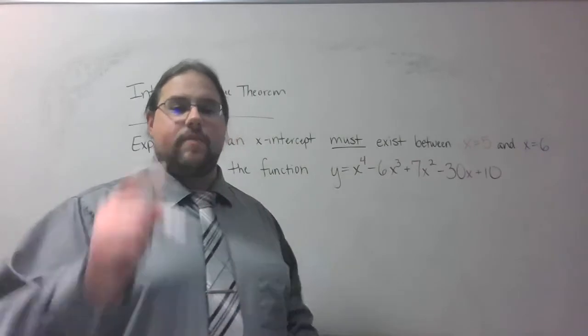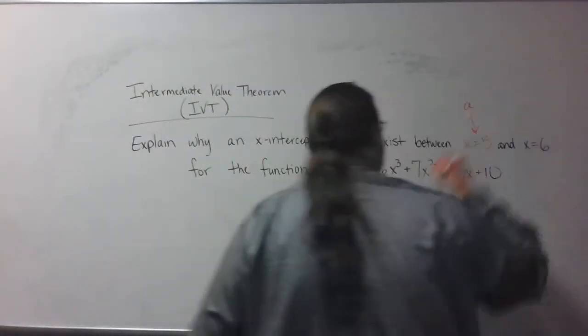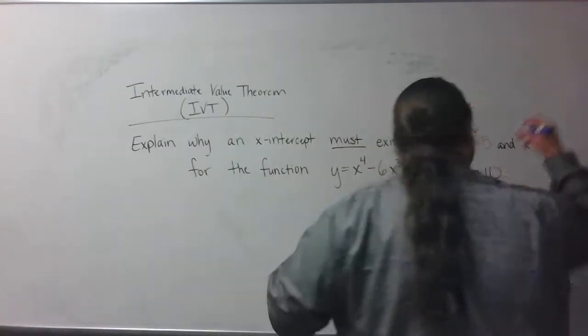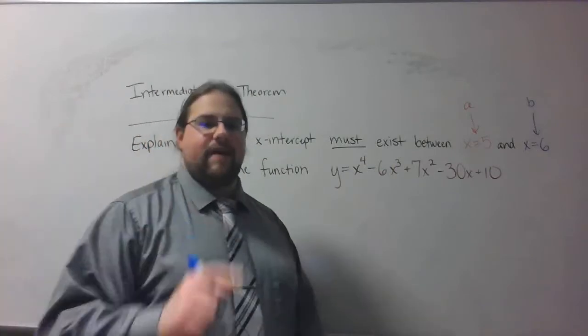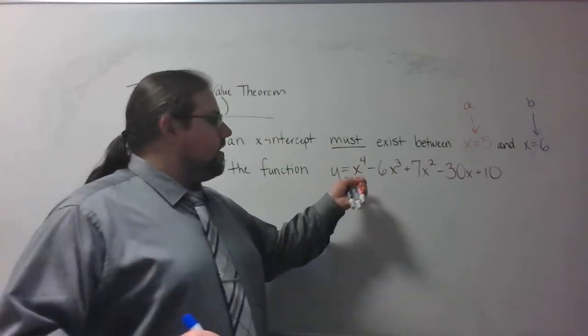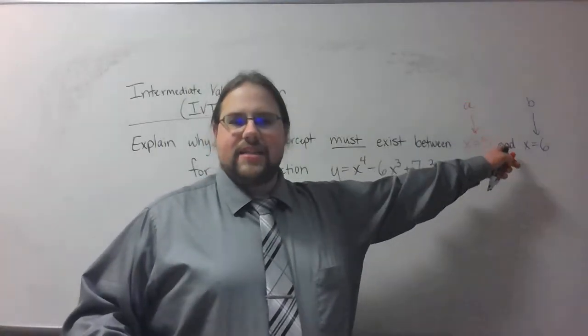Function has to be continuous from A to B. Well, over here we've got A and B. X equals 5 is my A. X equals 6 is my B. Again, let me repeat one more time. A and B are x values. Now, let's keep going. So, we've got this function. It's continuous everywhere, including x equals 5 to x equals 6.